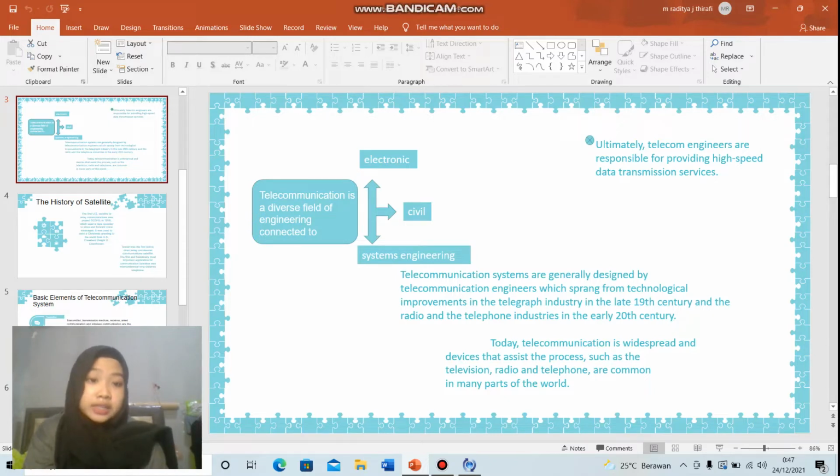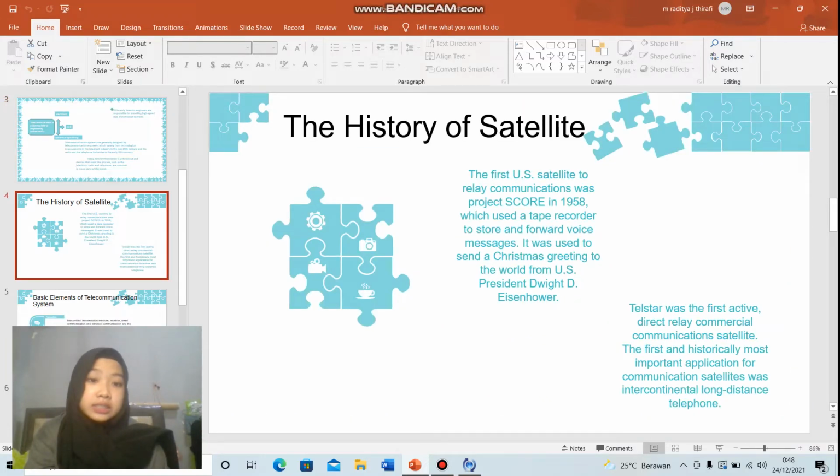Today's telecommunication is widespread, and devices that assist the process were used to send a Christmas greeting to the world from U.S. President Dwight D. Eisenhower. Telstar was the first active direct relay commercial communication satellite. The first and historically most important application for communication satellites was intercontinental long-distance telephone.